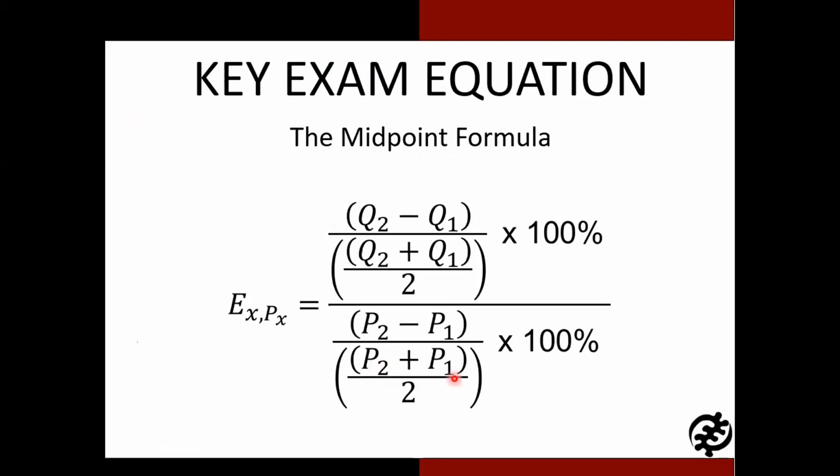Do the same thing with price. So here is the entire midpoint formula. If you notice, the 100% will cancel out. This is the elasticity of good X with respect to the price of X. This nomenclature means it's an elasticity of a good with respect to its own price. That tells you what kind of elasticity it is. There's a bunch of them. Q2 minus Q1, add them together, halfway between. P2 minus P1, add them together, halfway between.